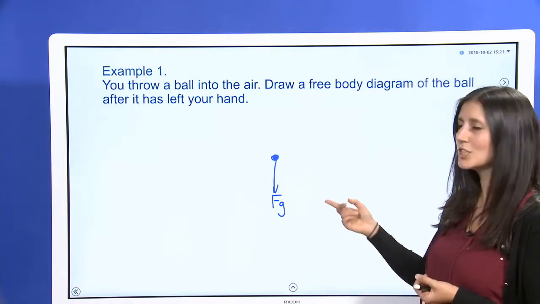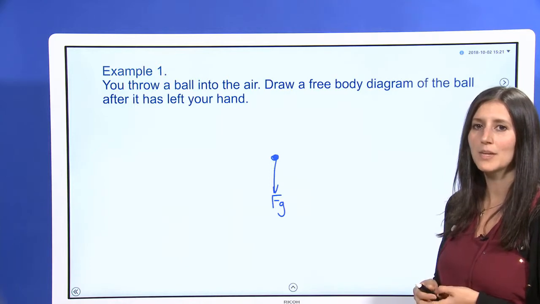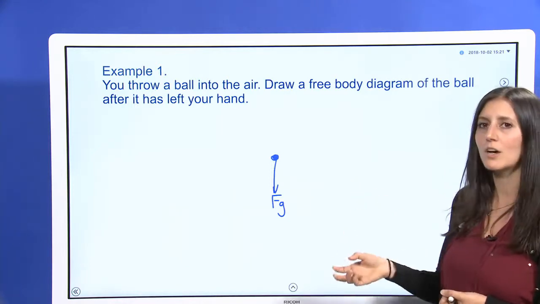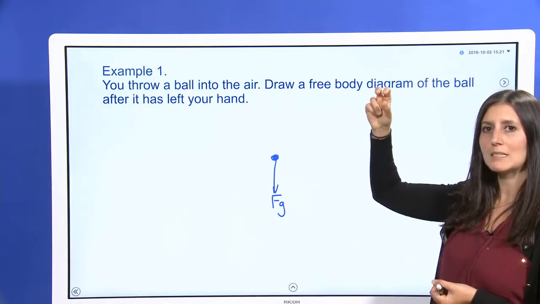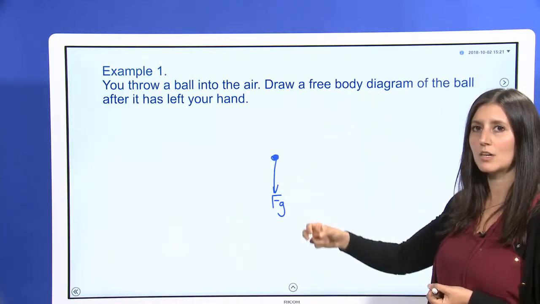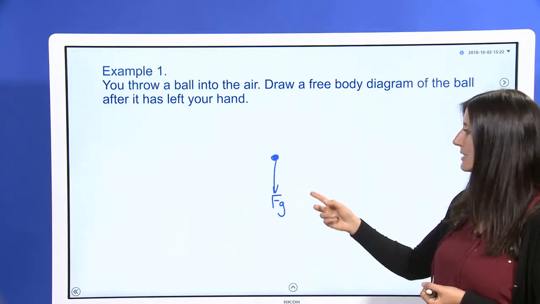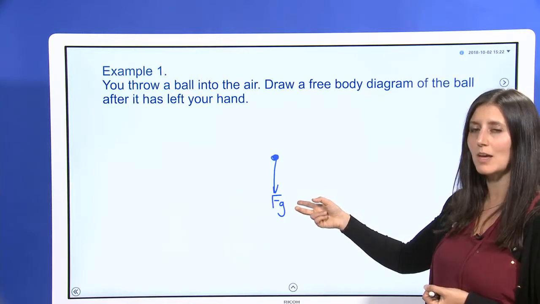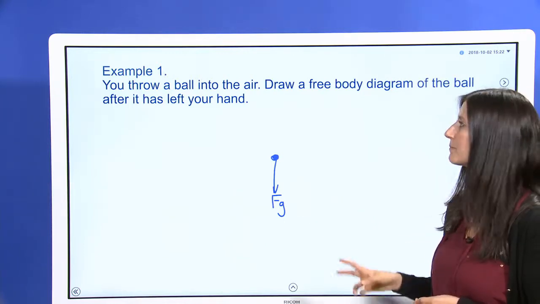Okay, so there's really just one force acting on the ball. It doesn't matter whether the ball is on its way up, whether it's at its maximum height, or if it's on its way down. In any case, it only has one force acting on it, and that would be the force of gravity.